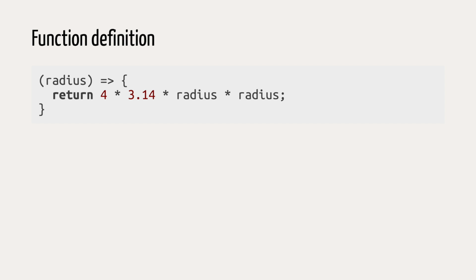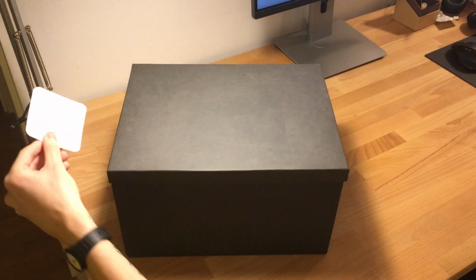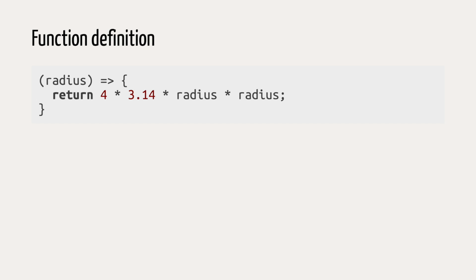This structure with brackets, an arrow, and curly brackets denotes a function. This radius in brackets is how the function will refer to the number we pass in. In other words, radius is the name for the number that exists inside the function when we call it. It's an argument of the function. This particular function takes in one argument, but other functions may take more arguments or take no arguments at all.